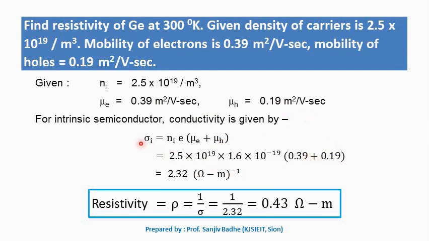Using calculator, we can calculate the conductivity as 2.32 per ohm meter. Resistivity is reciprocal of the conductivity, and therefore resistivity is 1 upon 2.32, that is 0.43 ohm meter. So we have calculated the resistivity of germanium as 0.43 ohm meter.